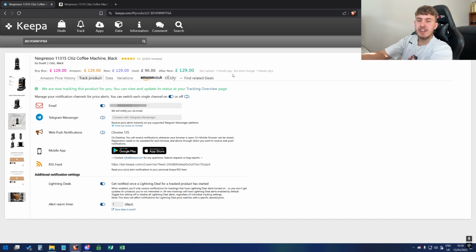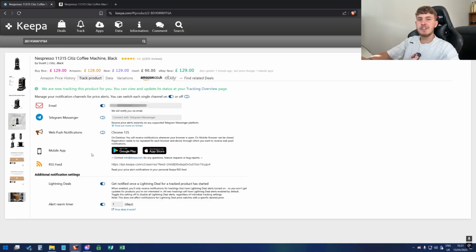By default, you'll just get an email, but you can also set it up via Telegram, push notifications, mobile app, loads of other stuff. So yeah, if you want to be tracking Amazon to Amazon products, or just potential price opportunities when prices on Amazon are a little bit inflated, this is the go-to tool for you to be using.